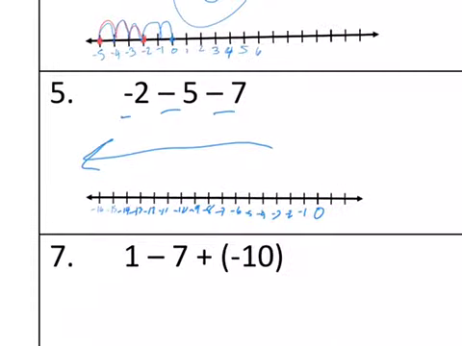Okay, so I start at negative 2. So I mark negative 2. And we need to go 5 steps in the negative direction. 1, 2, 3, 4, 5. Right there.